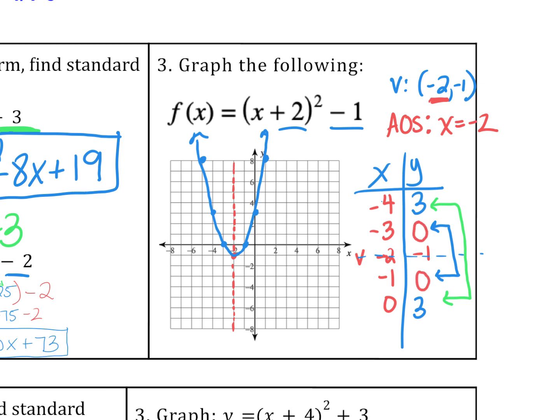Okay, now let's see if these points match up. This is our vertex. Do we have a point at -3, 0? Yep. Do we have a point at -1, 0? Yep. Do we have a point at 0, 3? Yep. Do we have a point at -4, 3? Yeah, right there. So this method matches our other method. But remember, the first method is only possible when you have an a value of 1 or -1, because you could just do it on the opposite side.